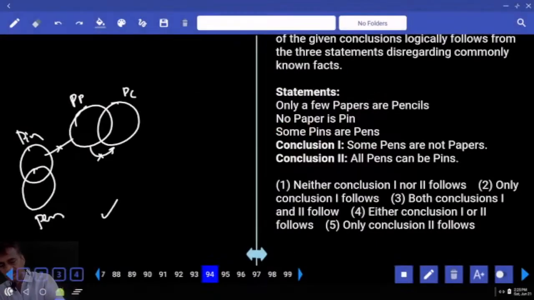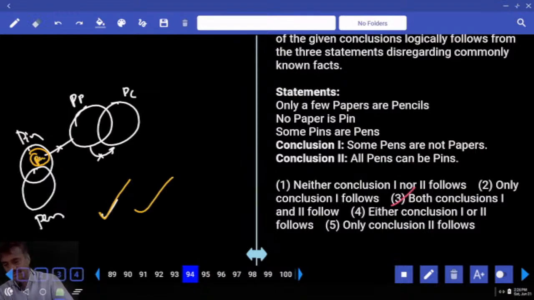Now to make this one false, we need to prove all pens are papers. Is it possible? Hence alternate diagram cannot be done. This cannot be false. Clear? Hence 100% true. All pens can be pins. All pens can be pins. This entire pen can be part of pin or not? Yes. Then both 1 and 2, choice 3, question number 94.